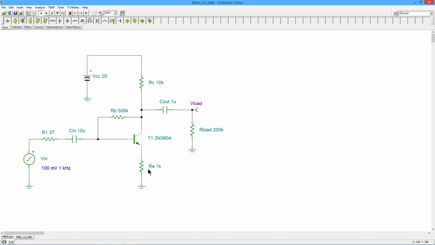You can't just say, well, look, it's my Z in base over here, beta times R prime E plus RE in parallel with 500K, because this 500K, although it starts at the base, does not go back to ground, it goes over to the collector, right? It goes over to the collector. So this has to get Millerized.